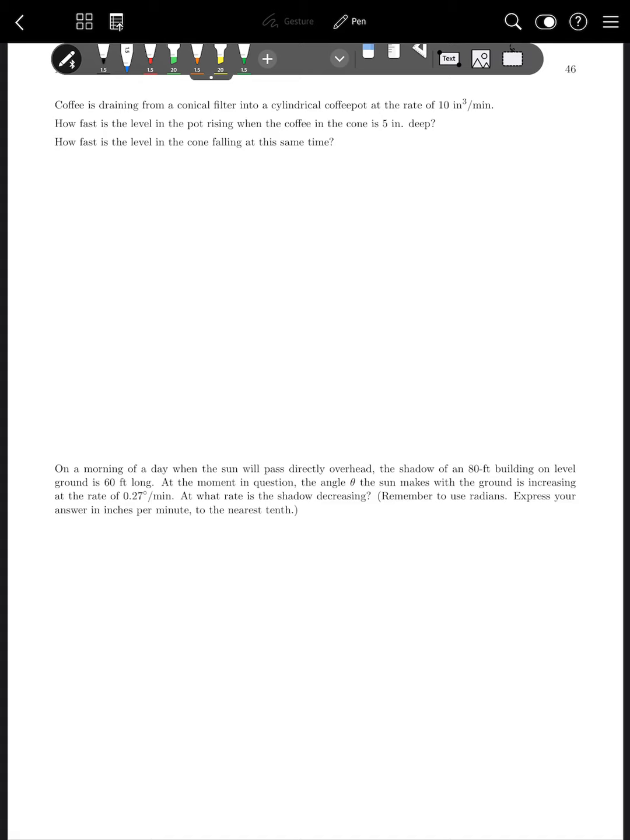So that means, anyway, we'll get back to that. How fast is the level in the pot rising when the coffee in the cone is 5 inches deep, and how fast is the level in the cone falling at the same time?